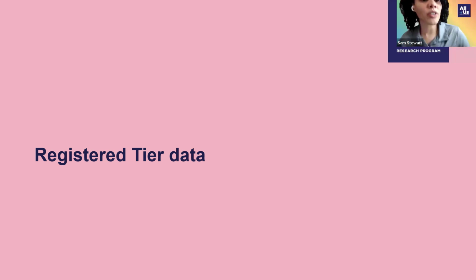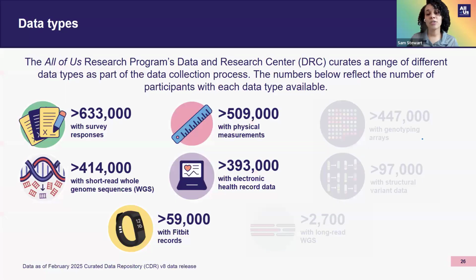Now we're going to go into registered tier data. Within the registered tier, we offer electronic health record data, survey data, physical measurements, and wearable device data. And we're going to briefly look at each of these data types in turn.